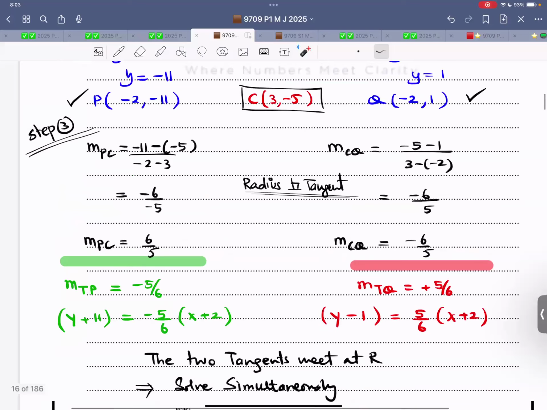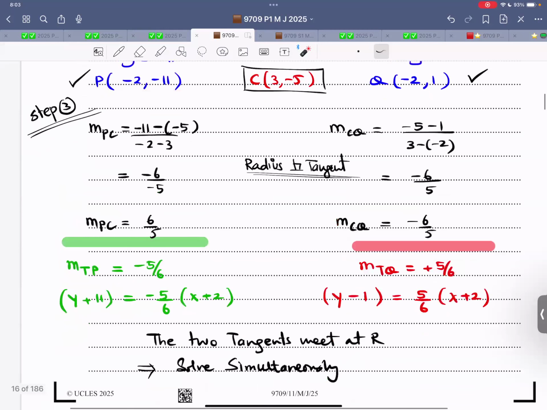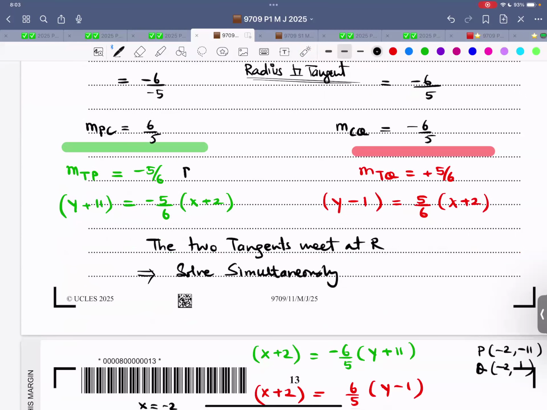So now we have P, negative 2, negative 11. So let me write over here. P is negative 2, negative 11. And over here, Q is over here. That is negative 2 and 1. Now see everything in the right perspective.